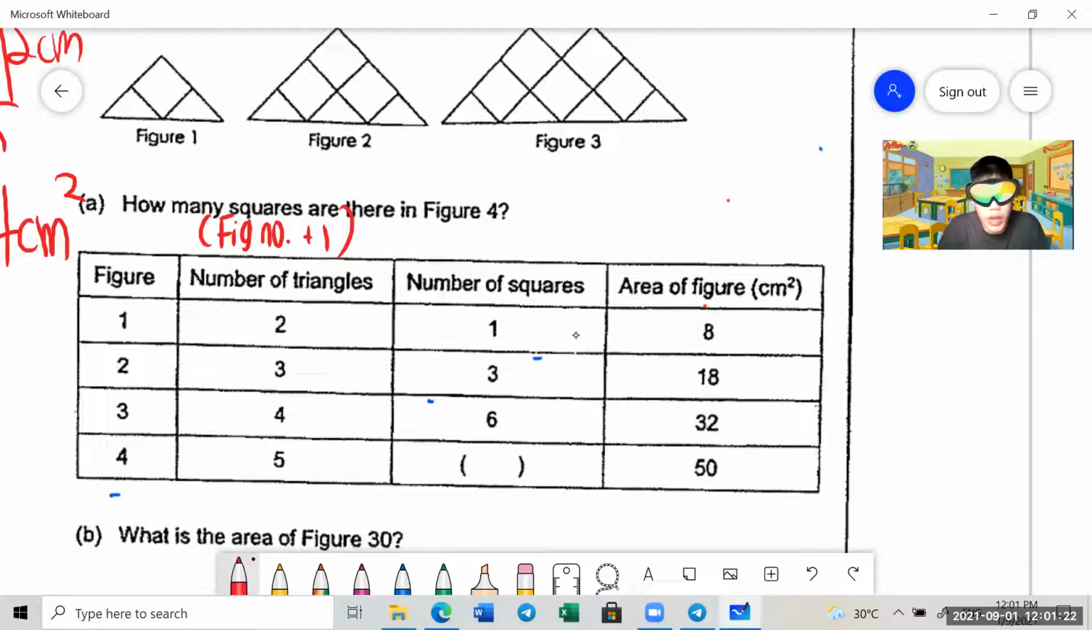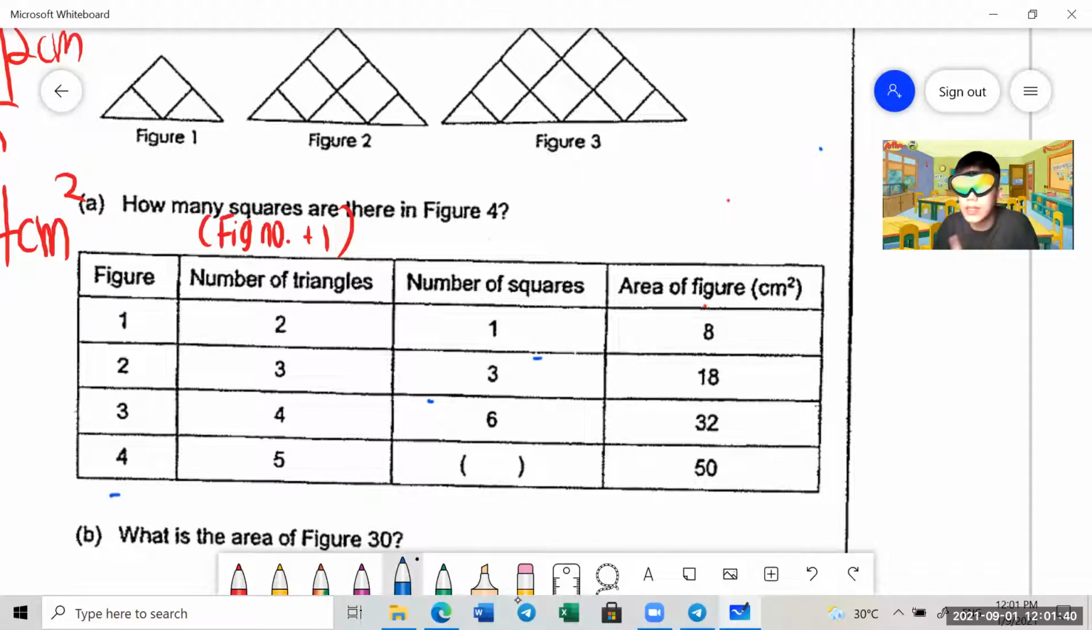So if they were to ask you, can you find the number of triangles for figure number 100? Don't be like, oh my goodness, that means I have to keep adding. No, you don't have to. You just have to do 100 plus 1. If they were to ask you such a question. But in this question, did they? No, they did not. Now I'm going to go on to the number of squares.